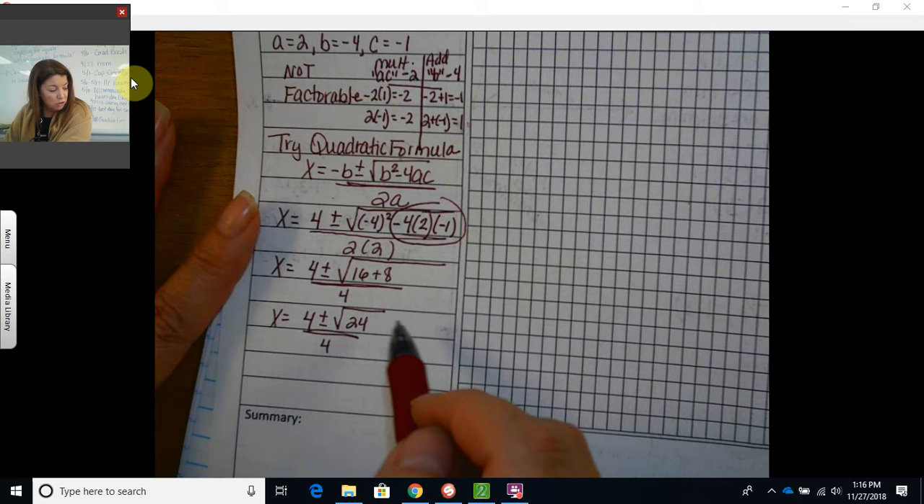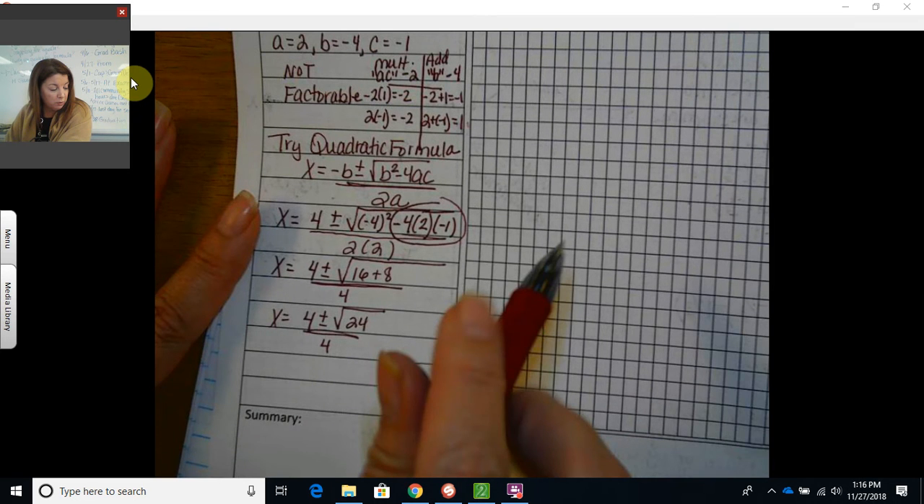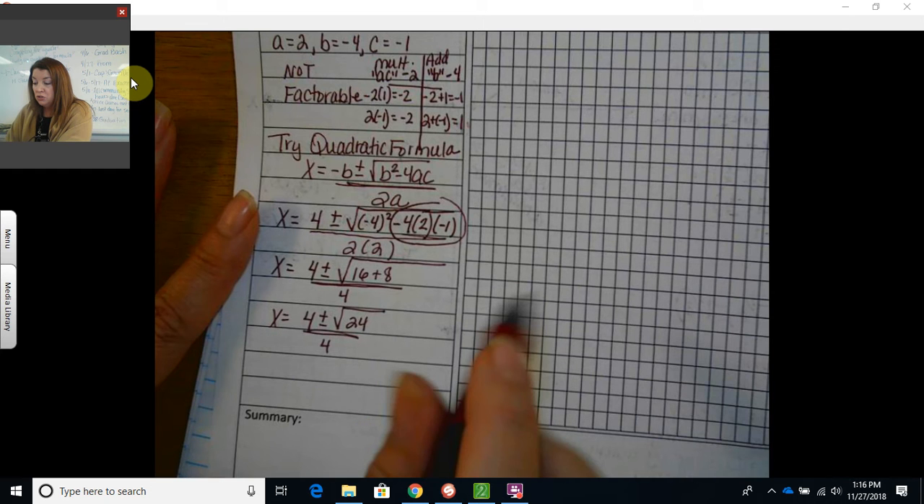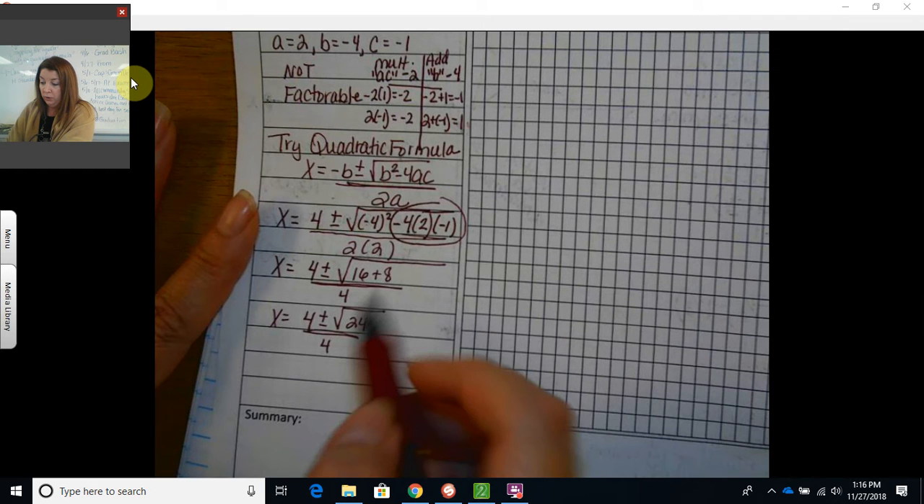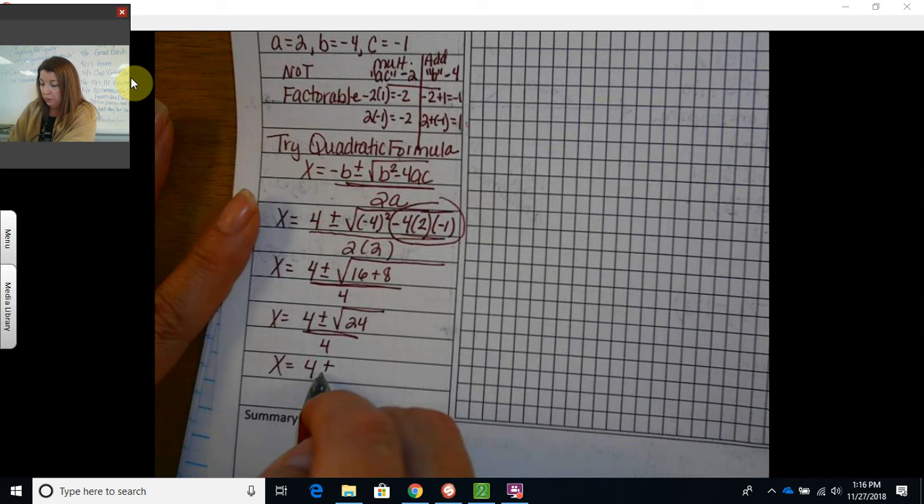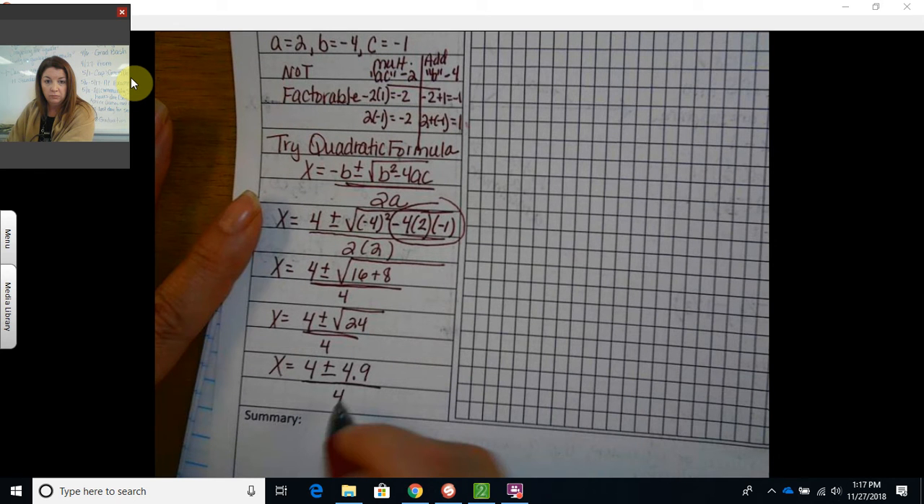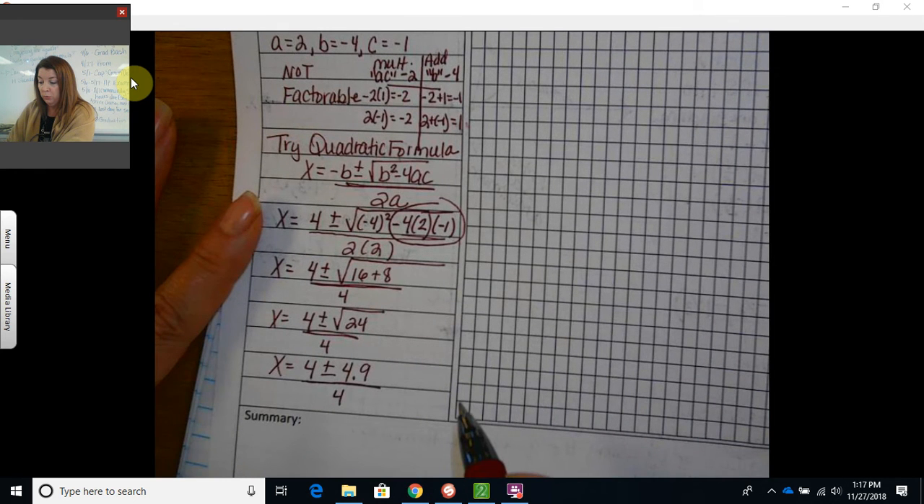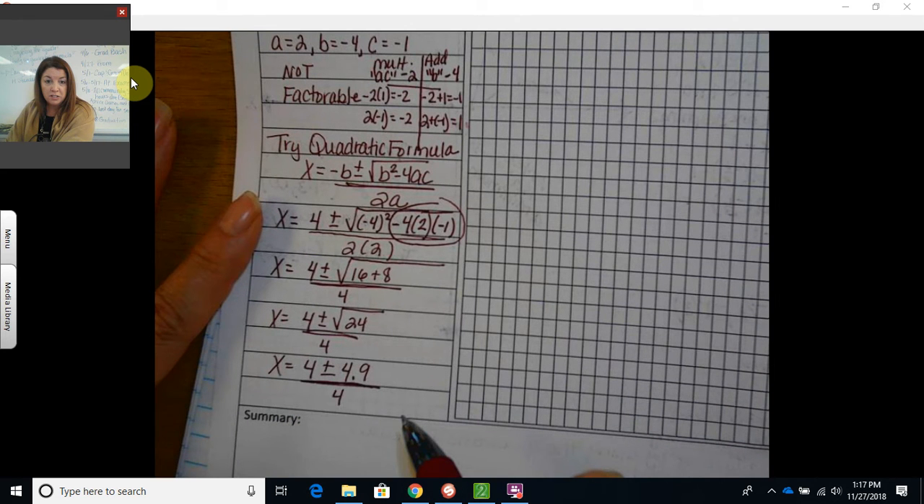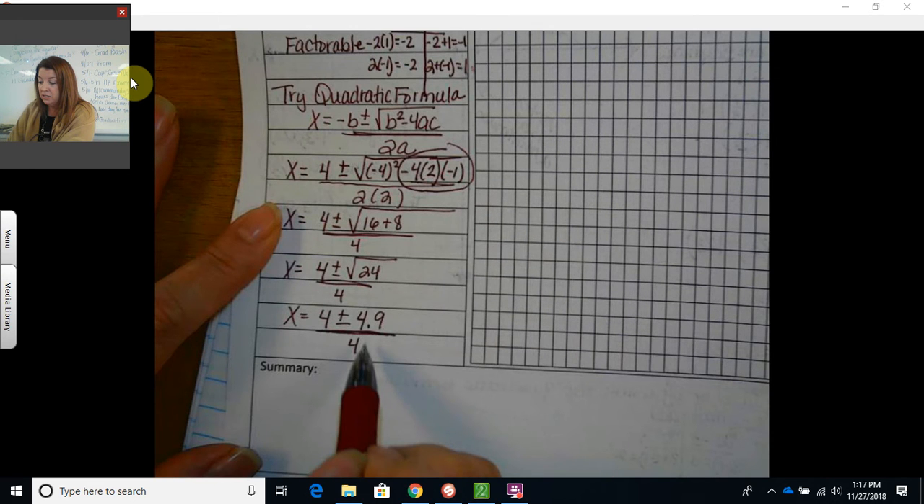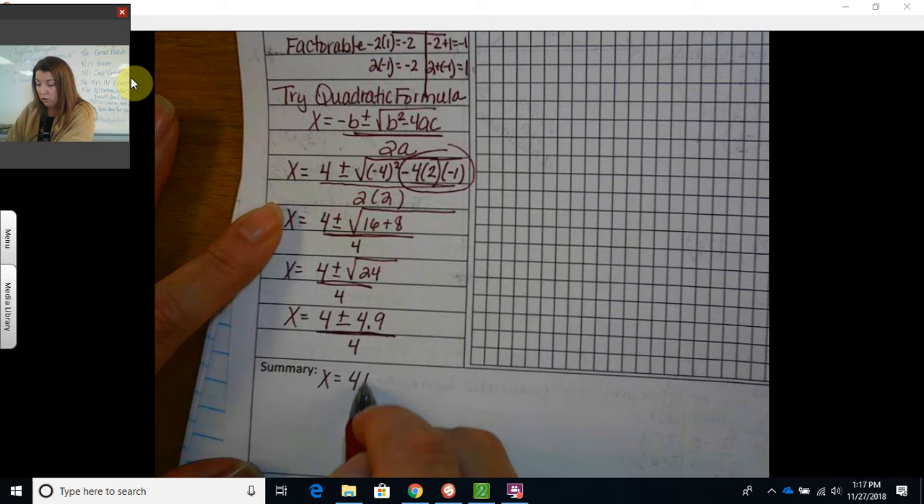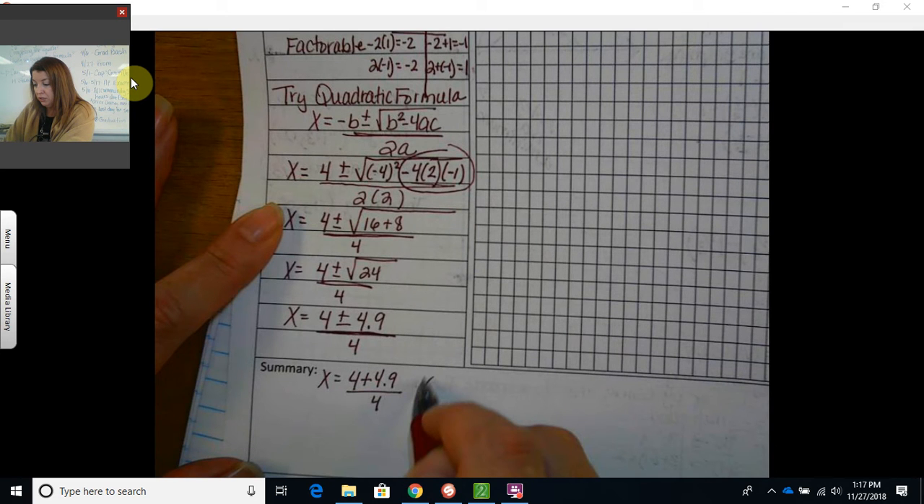So if you put the square root of 24 in your calculator, you're going to get 4.9 something. I'm just going to round that to 4.9. So x equals 4 plus or minus 4.9, quantity, divided by 4. It's not just 4.9 divided by 4, it's the whole thing. So in order to simplify this and find my two solutions, I'm going to have to separate this into two problems: 4 plus 4.9, quantity, divided by 4, and 4 minus 4.9, quantity, divided by 4.